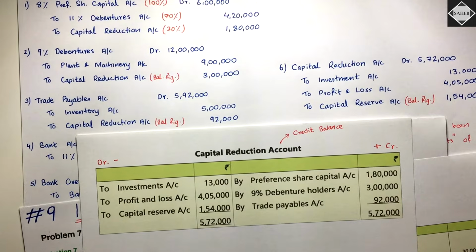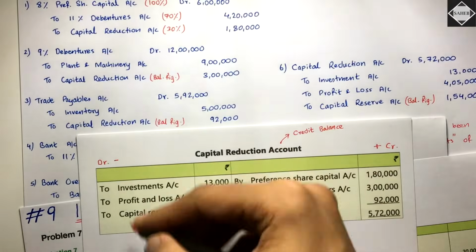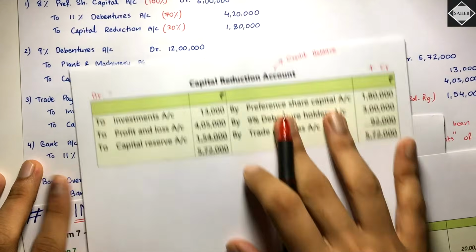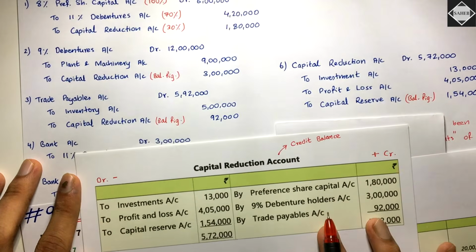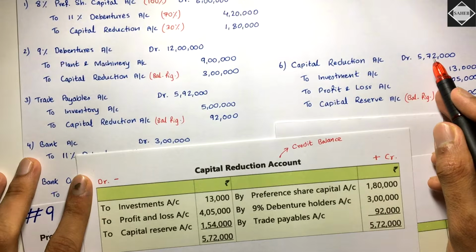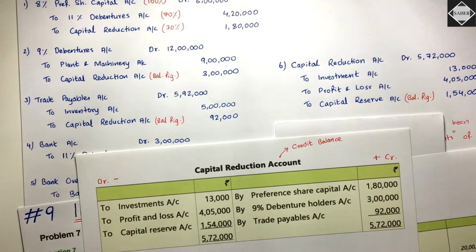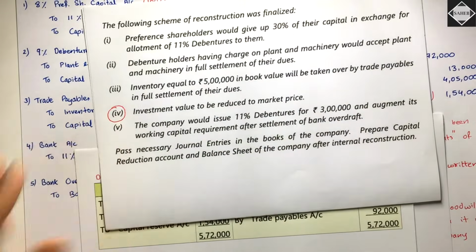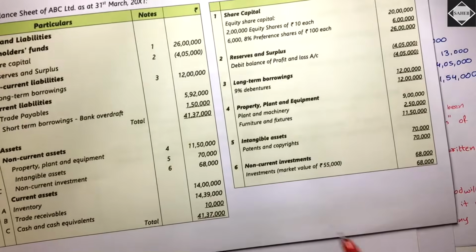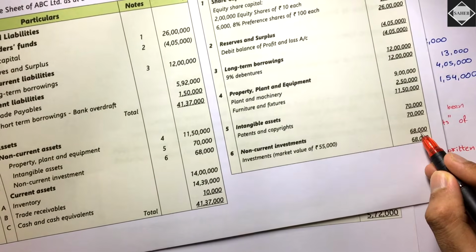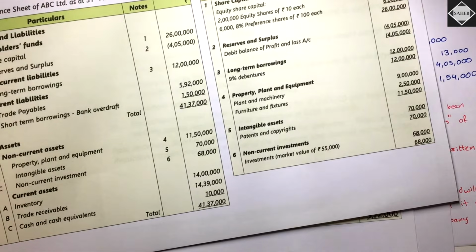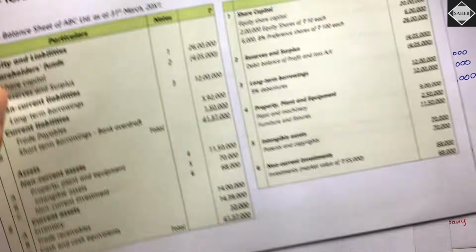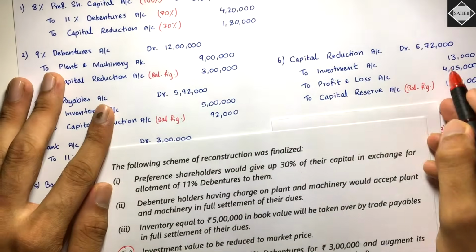And sometimes, let's just say there is loss over here, then that loss will also come over here. Fine. So let's see now. See here, capital reduction is being utilized now. Okay, capital reduction 5,72,000 we have, now we are utilizing it. So first is regarding the investments. See here, investment value to be reduced to market price. So let's see in the balance sheet how much are the investments. Investment value is 68,000. So from 68,000 book value, it's coming to 55,000. So 68 minus 55, that's equal to 13,000 reduction. That will come over here, 13,000.